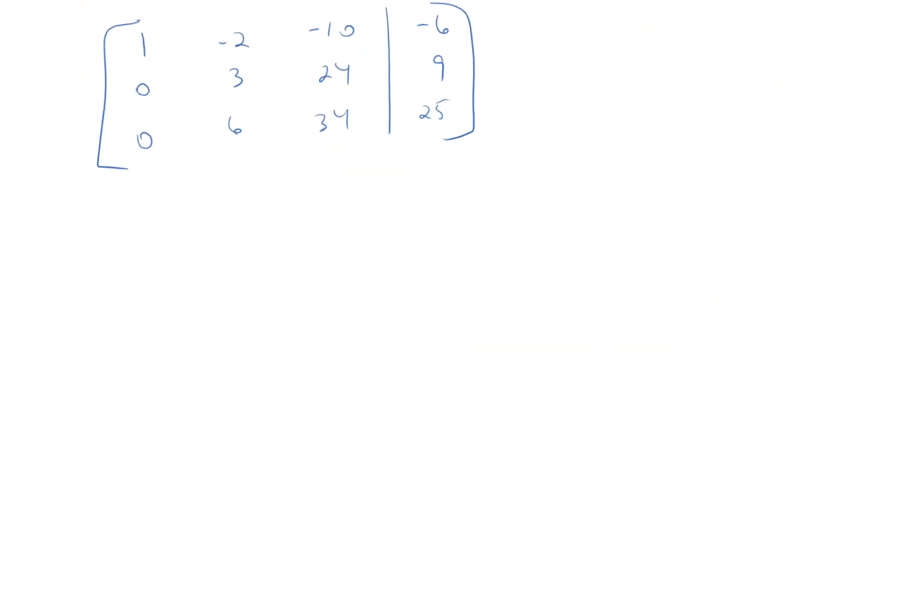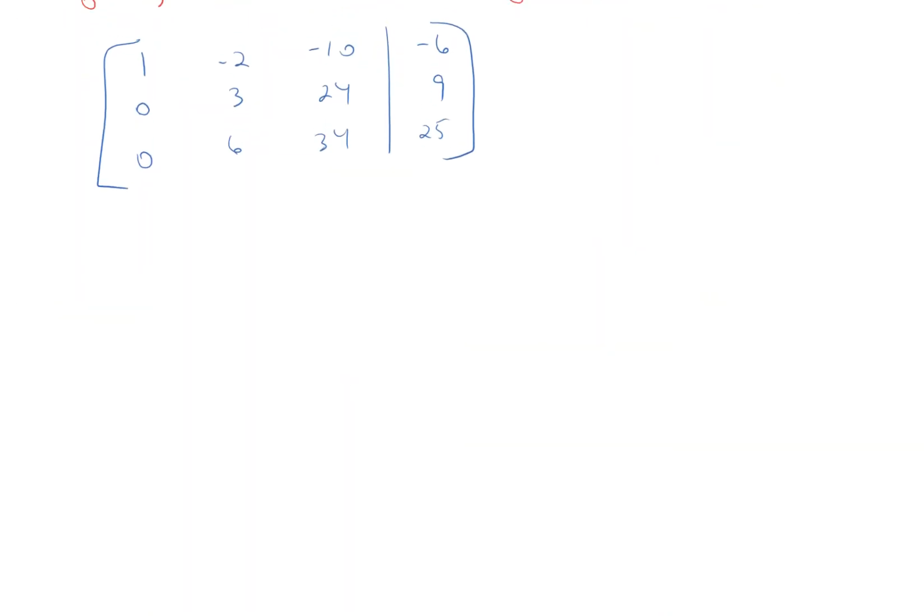Okay, very good. Now I'm looking at this. I don't really like the numbers a lot. They're kind of tough to work with. But I noticed that row 2, 3, 24, 9, even 0, I can easily divide those by 3 or multiply them by 1/3. So I'm going to take 1/3 times row 2 and replace it with row 2.